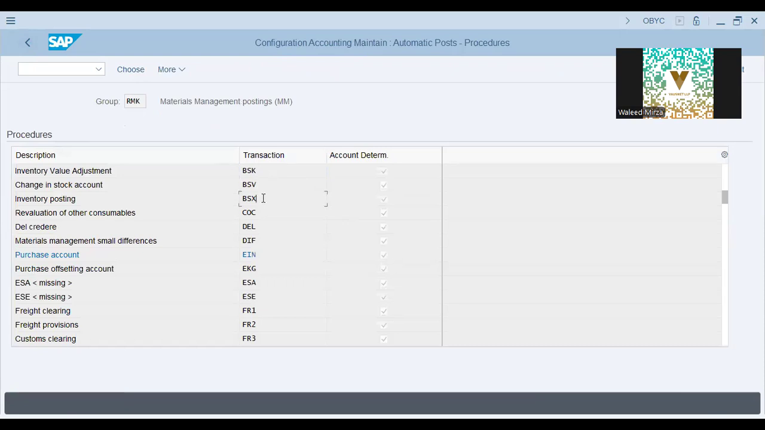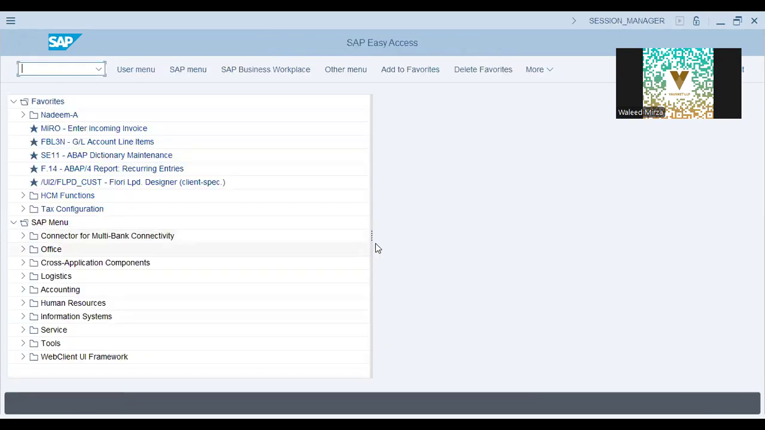Change in stock account, BSV inventory posting. Change in stock is basically used for consumption. If there is some scrapping or loss or consumption, then we use this transaction account. I hope this is clear. We'll actually run a procure to pay cycle as well in the next lecture.